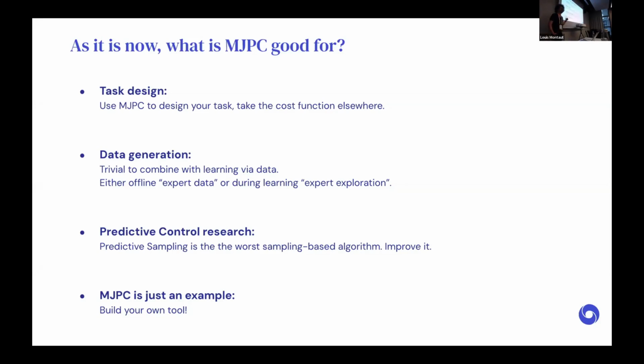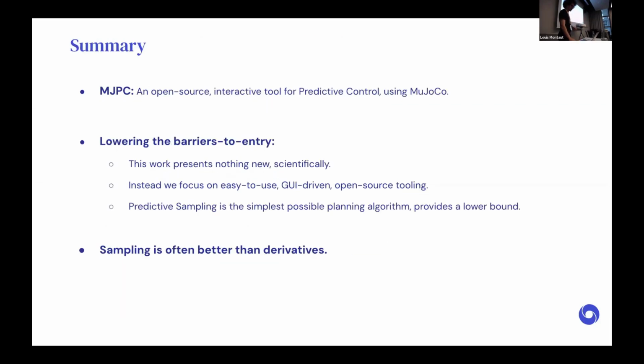MJPC is just great for predictive control research. I'm going to show you some people. I don't know if they're here, but quite a few people have already contributed to the repo and are doing really cool stuff. And of course, MJPC is just an example of how to use MuJoCo. And I think in a few hours, Emma will give you another example of how to use MuJoCo. But MuJoCo is basically a very low-level tool, and you can use it to build other tools, right? Because it includes all of this GUI framework, which is very easy to use.